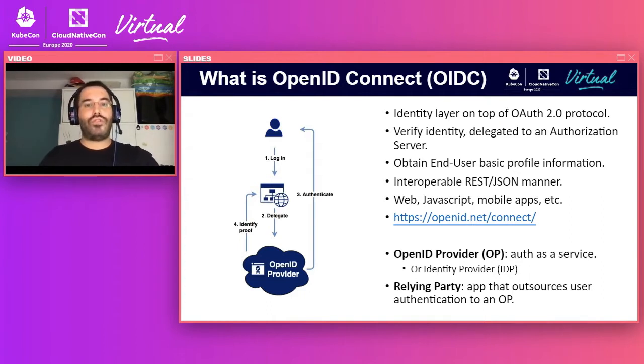Let's also introduce some OpenID terminology, like the OP, the OpenID provider, which is the server that performs the authentication as a service, sometimes also called IDP, Identity Provider, and the relying party, RP, or simply the client, which outsources the user authentication to an OP. Don't confuse the client, the relying party, with the user. The relying party or client uses the OP to authenticate the user.